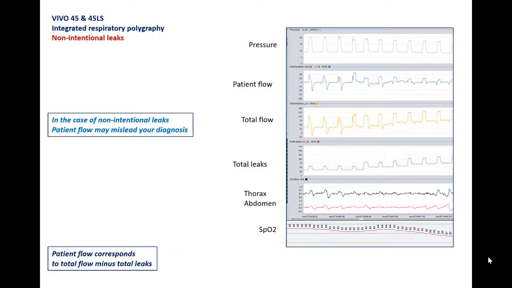Now, if you look at patient flow, as you can see, this signal is decreasing. Then, regarding this signal only, you could make a wrong diagnosis, such as obstruction. Indeed, it is important to keep in mind that patient flow corresponds to total flow minus total leakage. Finally, looking at total flow to make the good diagnosis is, of course, much better.